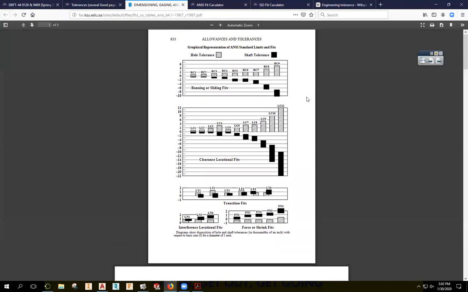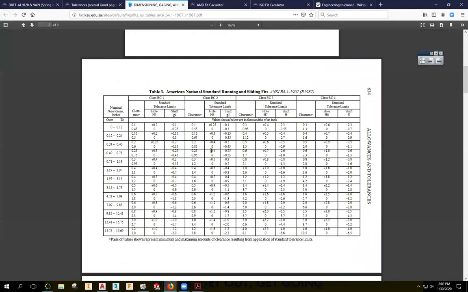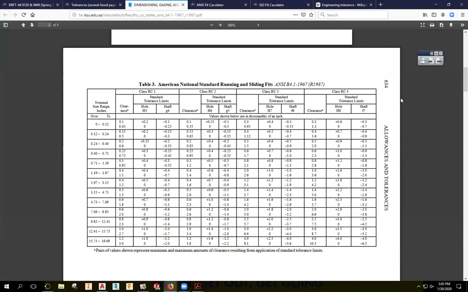So here's another one with the charts. And so this is the ANSI chart. Okay. And so if you need to look up, the drawing might say the number and then H6 on it. Or it might say RC1, RC2. So it might have the actual tolerance listed, or they might just call it the fit.